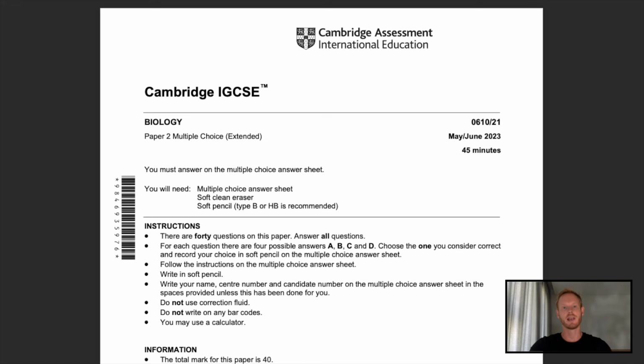Number two, to get an A star in IGCSE Biology, you need to score approximately 80% overall. So if you're going to be attempting this paper with me, the magic number is 32 out of 40, or 34 out of 40 if you really want to be safe. That said, scoring 100% on the multiple choice is a genuine possibility and is what I encourage all of you to aspire to.